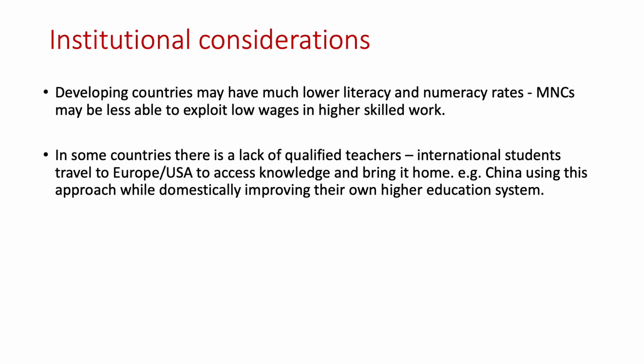As I've already indicated, there will be these broader institutional considerations, so the level of literacy and numeracy rates. If we look at the UN Sustainable Development Goals, they suggest that somewhere around 750 million adults worldwide are illiterate, and quite a high number of those are women in less developed parts of the world who don't receive an education and are completely illiterate. So that's going to be a consideration.